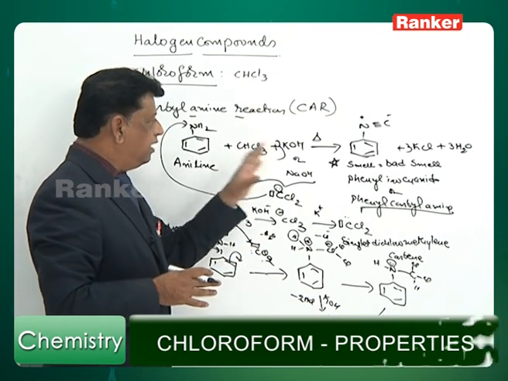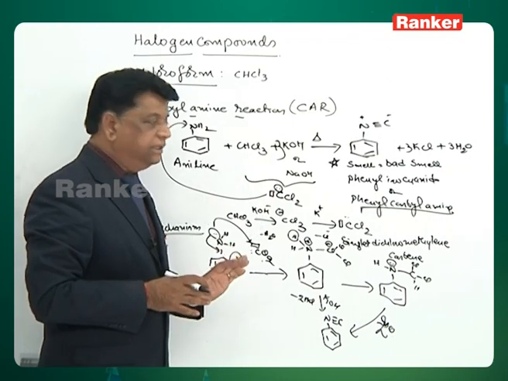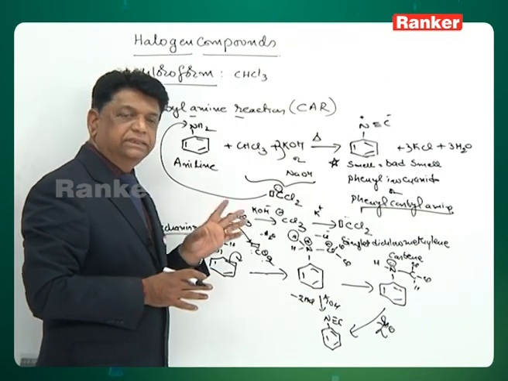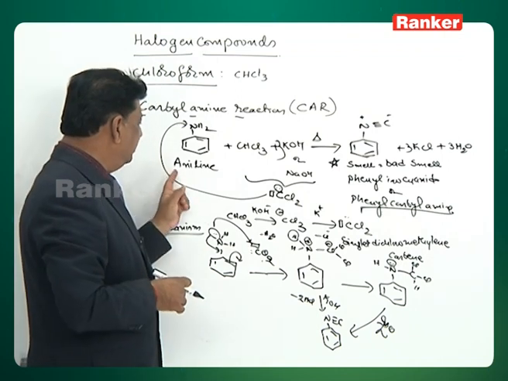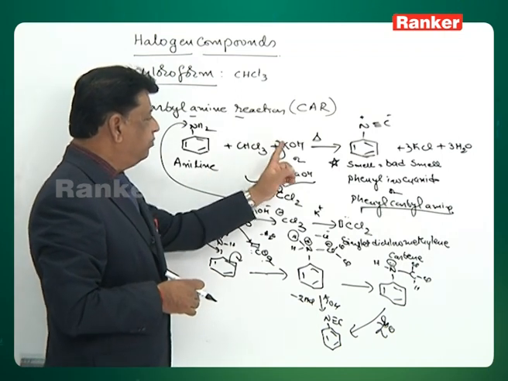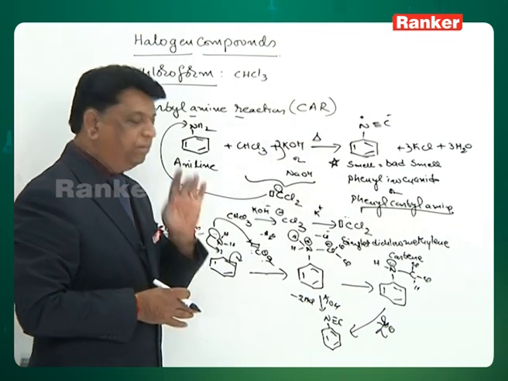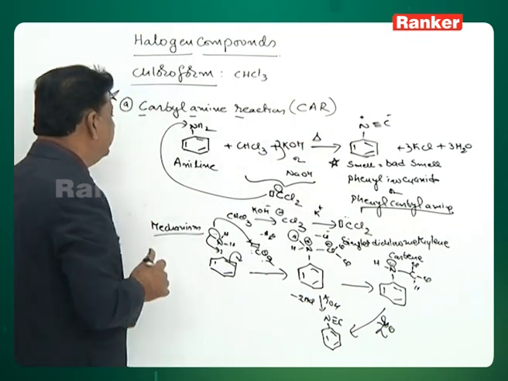Here also, whenever somebody does this reaction, by smelling the compound one can say yes, you are doing a carbylamine reaction, that is, you are given an aniline and you are adding chloroform and KOH and then the smell comes, isn't it? So like that one can easily differentiate.